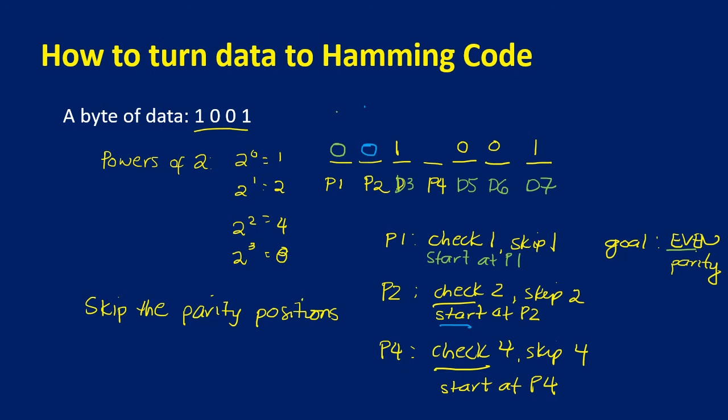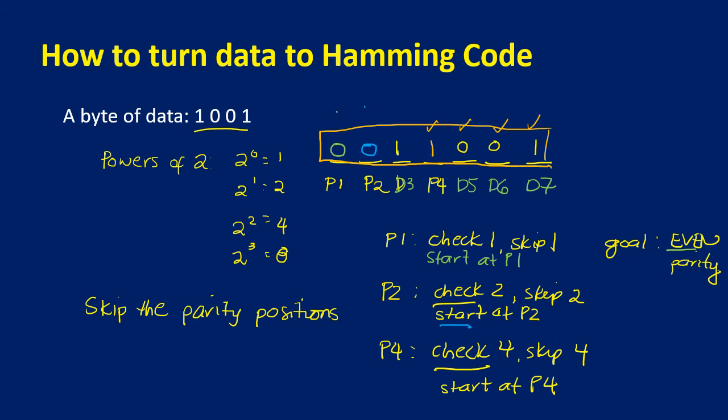Next, let me use orange. For P4, start at P4. Check 4, skip 4. 1, 2, 3, 4. There you go. So, therefore, P4 should be equal to 1. That's how you turn your 4-bit code into your Hamming code.